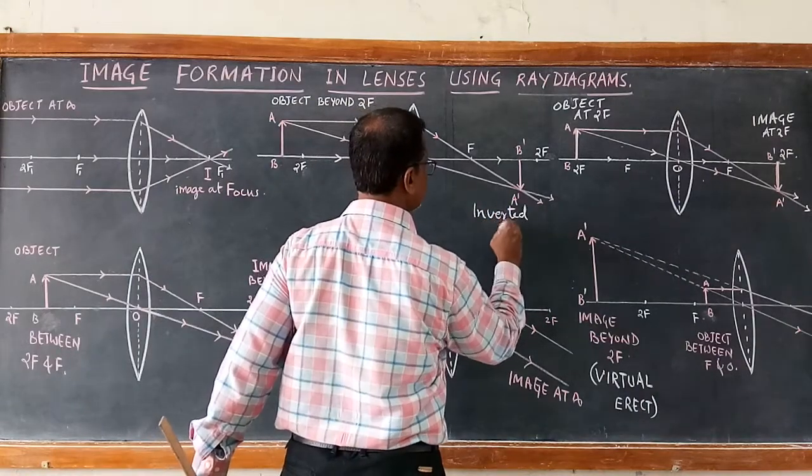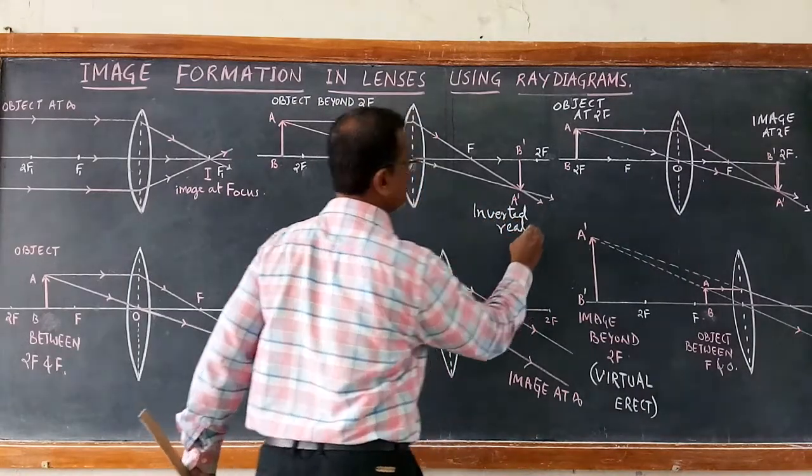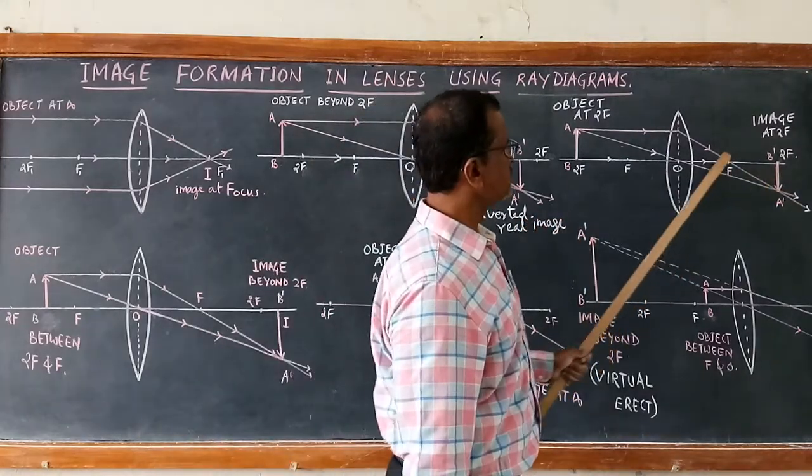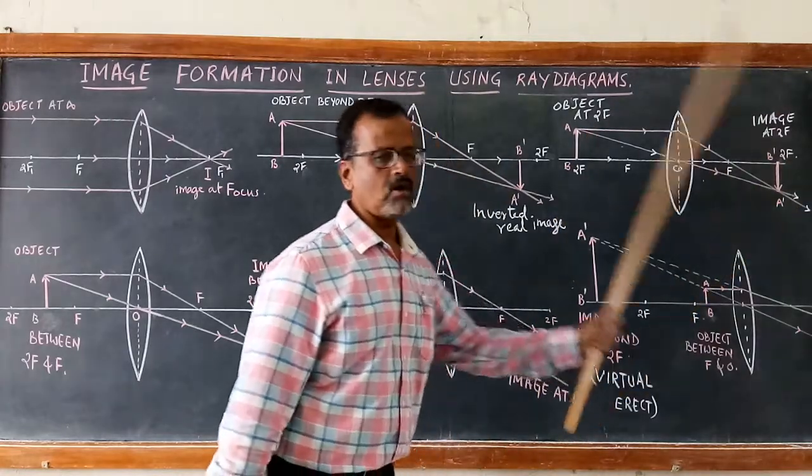and it can be obtained on the screen. So inverted real image. Here, inverted real image, same size as that of the object.